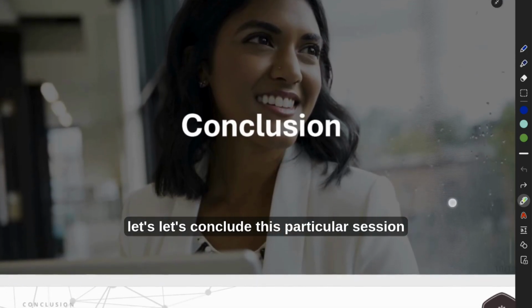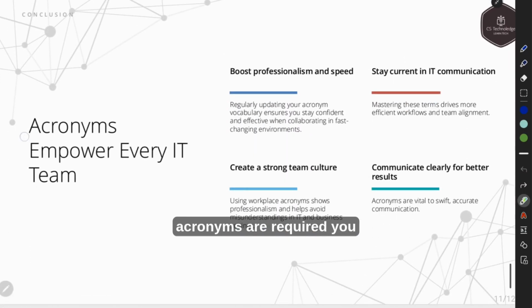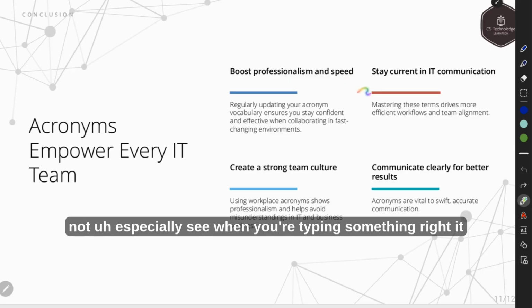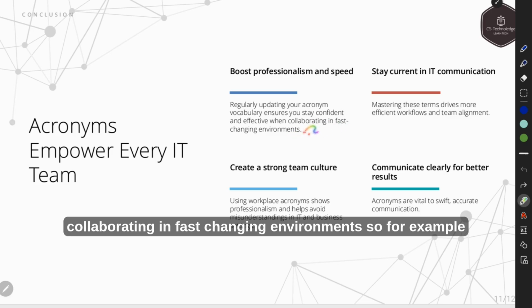Now let's conclude this particular session, right? And we'll see why acronyms are required, right? So in general, what happens? It boosts your professionalism and speed, right? Especially when you're typing something, your number of words matters, if you have to quickly respond to someone, right? So regularly updating your acronym vocabulary ensures you stay confident and effective in collaborating in fast-changing environments.